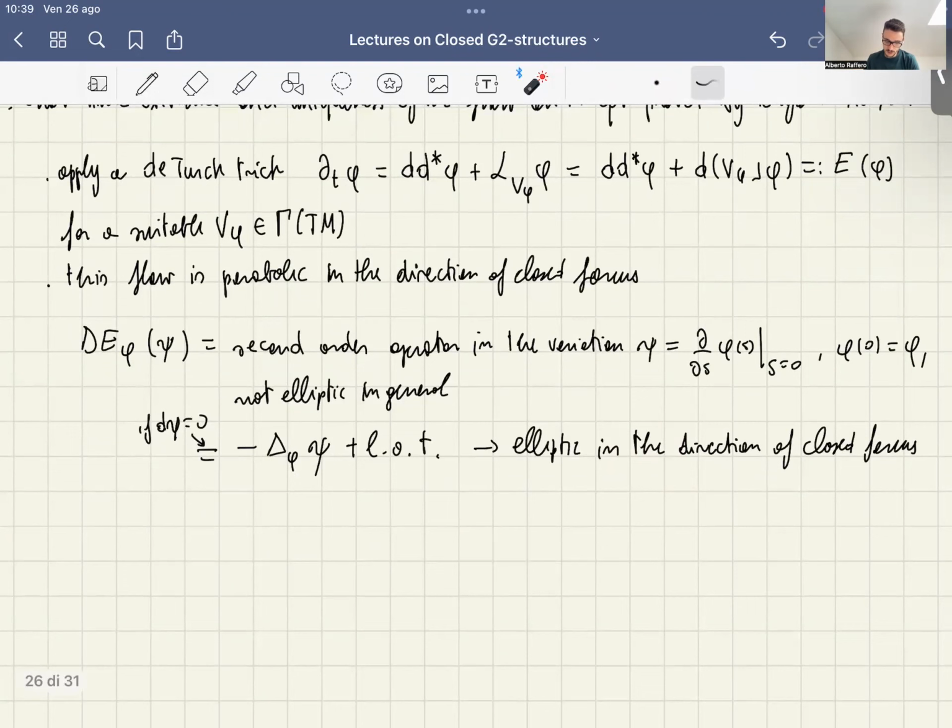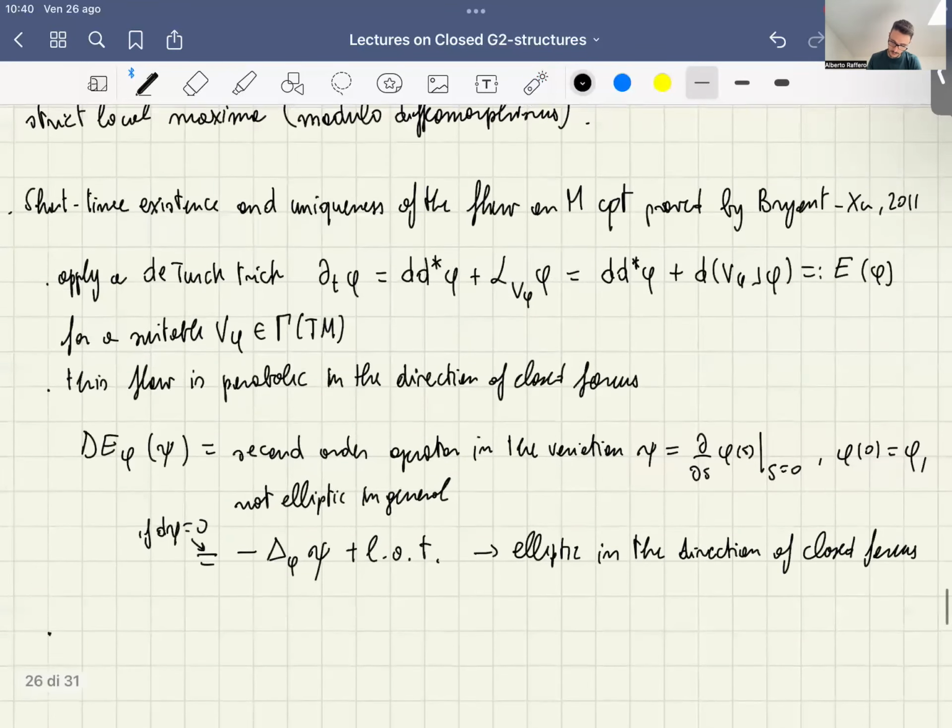So since it is not elliptic for any variation, there is no general theorem that you can apply directly here that ensures short-term existence and uniqueness of the solutions. And you have to apply the Nash-Moser inverse function theorem to get the thesis.